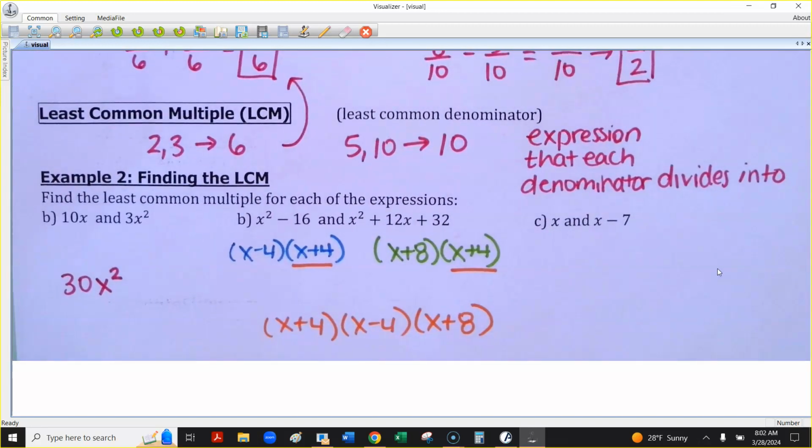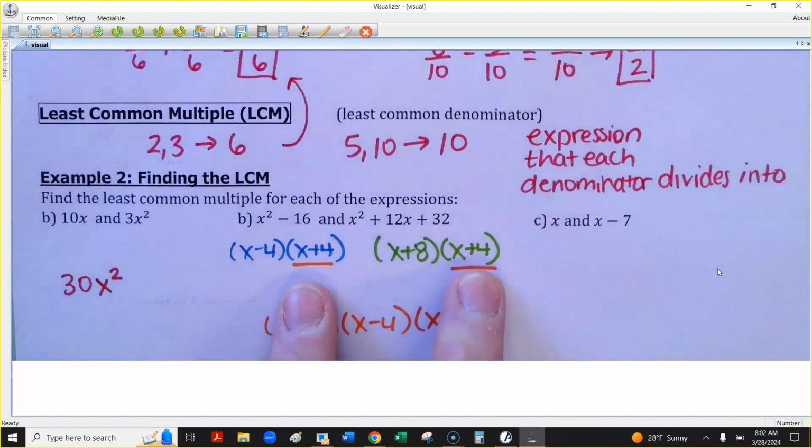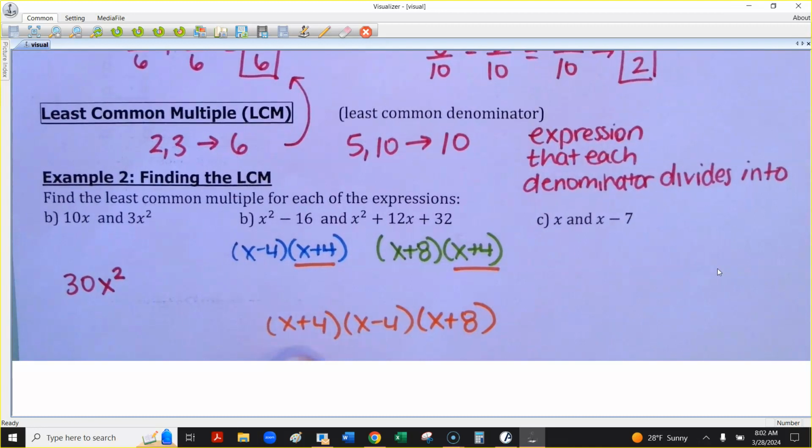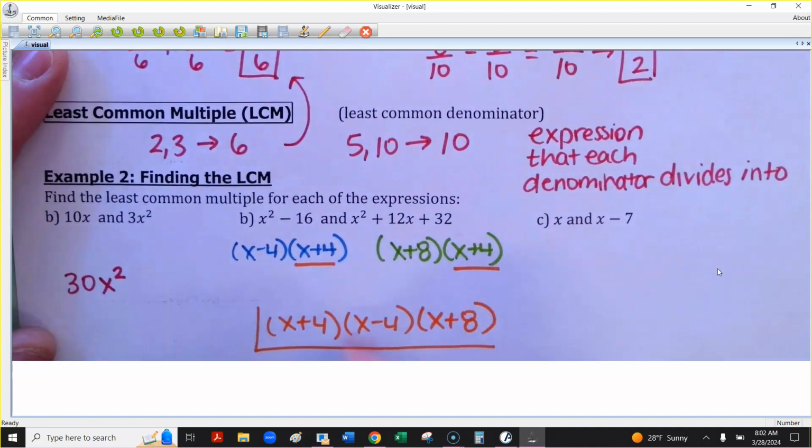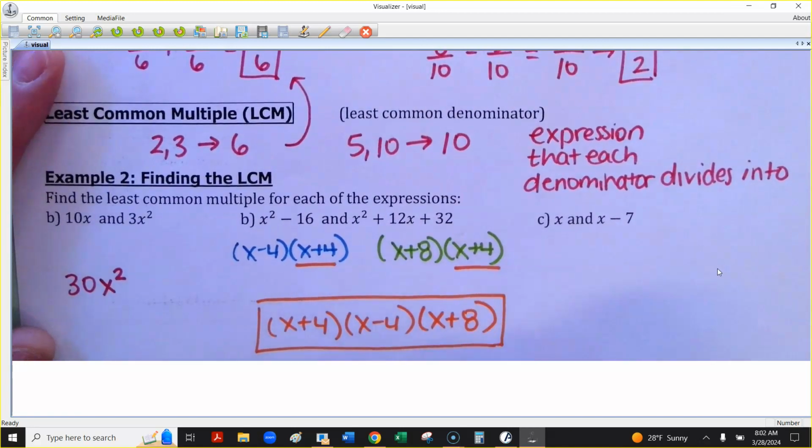So the least common multiple between those two would be all three. We're not multiplying this out or anything like that, but you would need to represent every little set of parentheses in your denominator. You don't have to write them twice. And like right here, I don't have to write x plus 4 twice. I just have to write it once. But that would be the least common multiple between those two quadratics there.